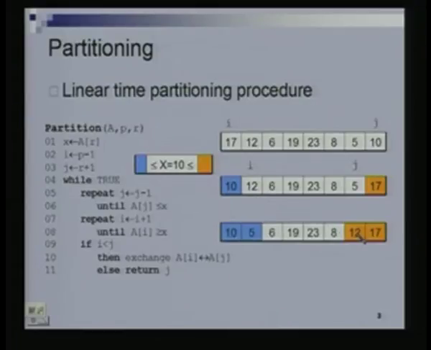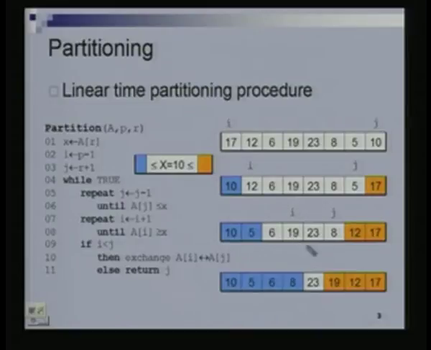I swapped them and I continue with j. So j will keep moving till I find something which is smaller than 10. Actually I found immediately one which is smaller than 10 at this location, and i will keep moving till I find an element which is larger than 10. This is not larger, so I will end up at this location 19, and I will once again swap 8 and 19. I swap 8 and 19 and I get this. This is already smaller, so this is also marked blue. Now j would continue decrementing till I find something which is smaller than 10.